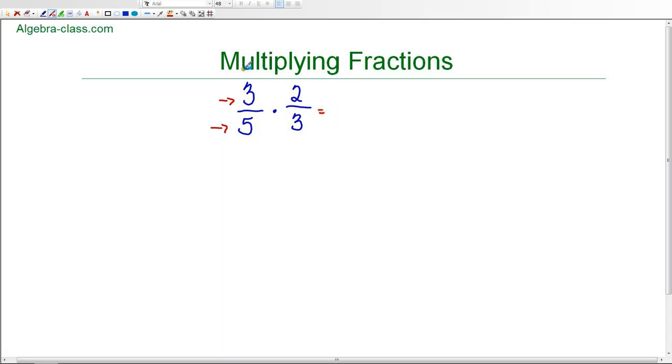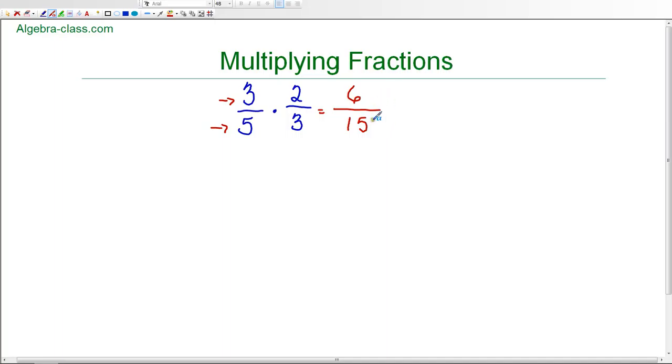Very simple rule. So 3 times 2 is 6, and that's multiplying my numerators. And 5 times 3 is 15, and that's multiplying my denominators. And that's all there is to multiplying fractions. But you do want to make sure at the end that you simplify your answer to lowest terms.